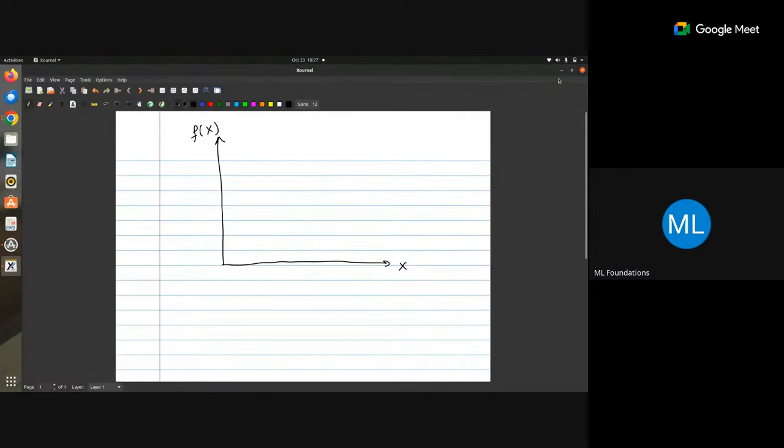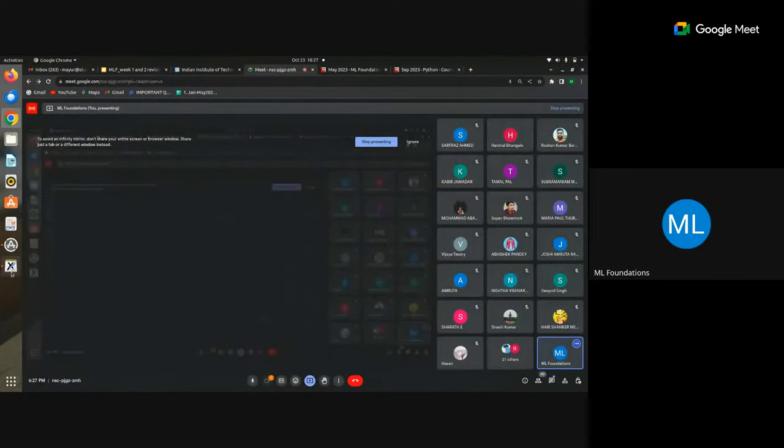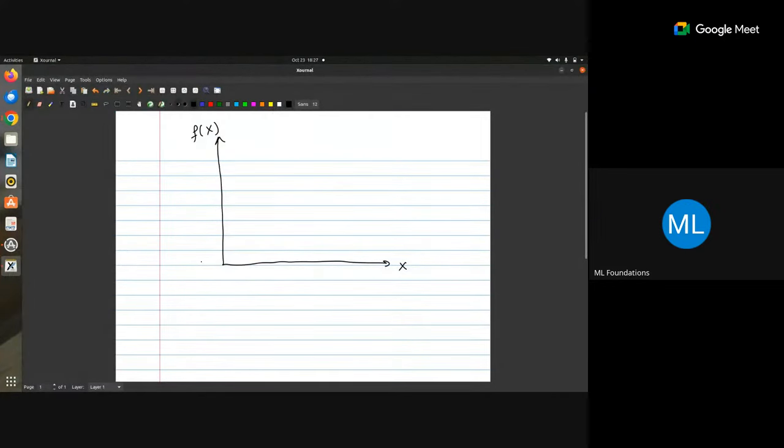So here, let's say these are the data points. For some value of x, I have some data point here. For another value, let's say this is the data point. Can you say which is the best possible line going through this data? Suppose this is the line going through the data. Okay, is it okay?